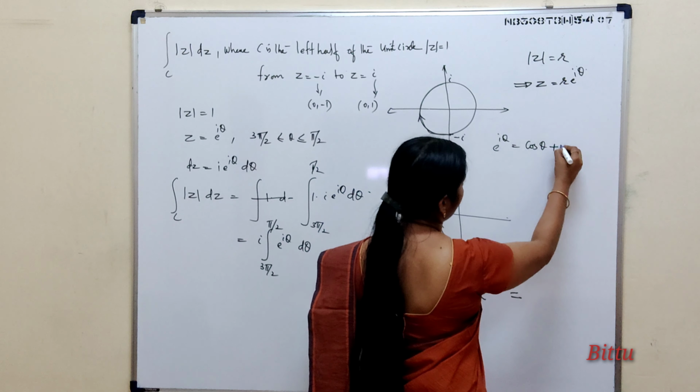So what is e raised to i pi by 2? Cos pi by 2 plus i sin pi by 2. This is 0 and this is 1. So you can see it is i.